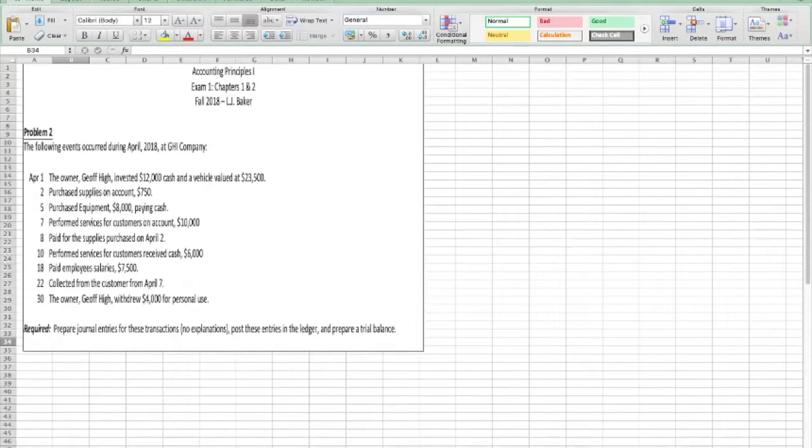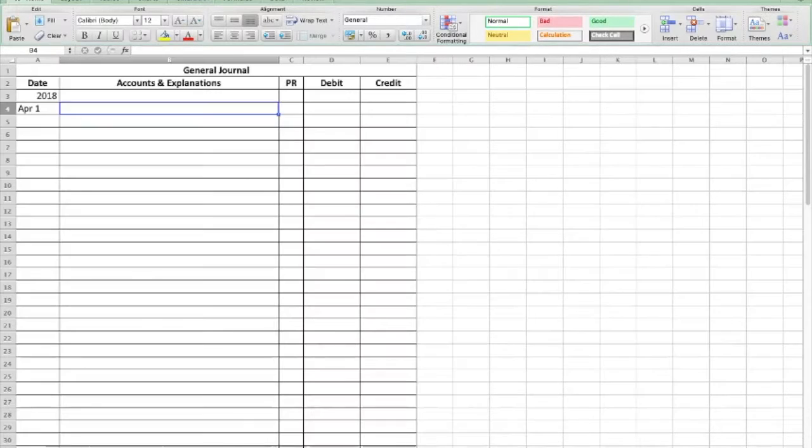Alright, so on April 1, the owner invested cash and a vehicle into this company. So I know this time that there are 3 accounts that need to be affected. First, the business now has more cash, so I need to increase cash, and I increase cash with a debit. Second, the owner invested his vehicle into the company, which means the business now has a vehicle. A vehicle would be another example of an asset, which needs to increase, so that asset increases with a debit. Both the cash and the vehicle need to be included as an investment, and investments always increase the owner's capital account. Capital goes up with a credit, so I'll credit High, Capital.